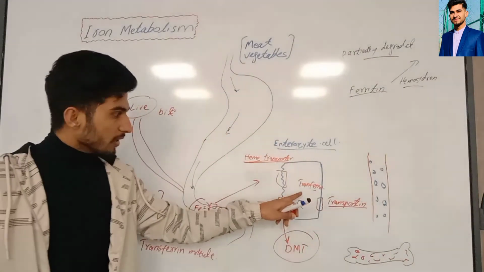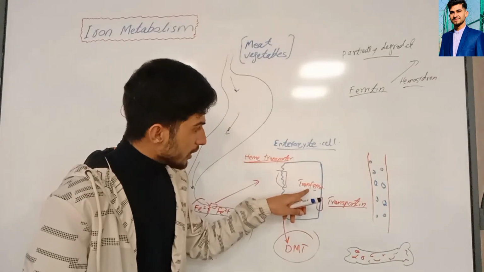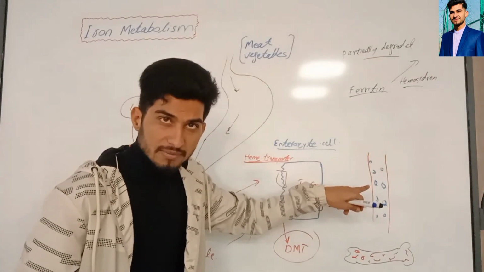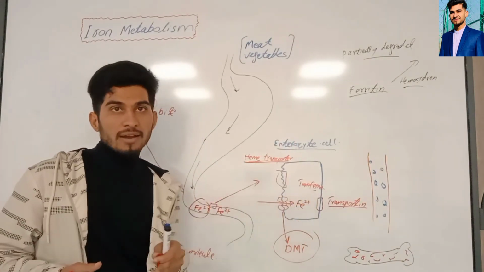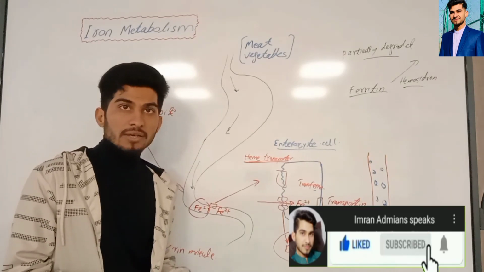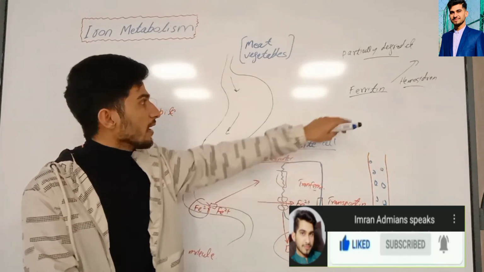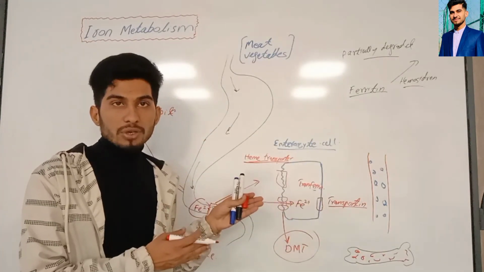Now this iron will be further transported into the blood vessels, and through the blood vessels it will be transported either into the red bone marrow to form the hemoglobin molecule or stored in the body as a ferritin molecule. So this is the simple metabolism of iron.